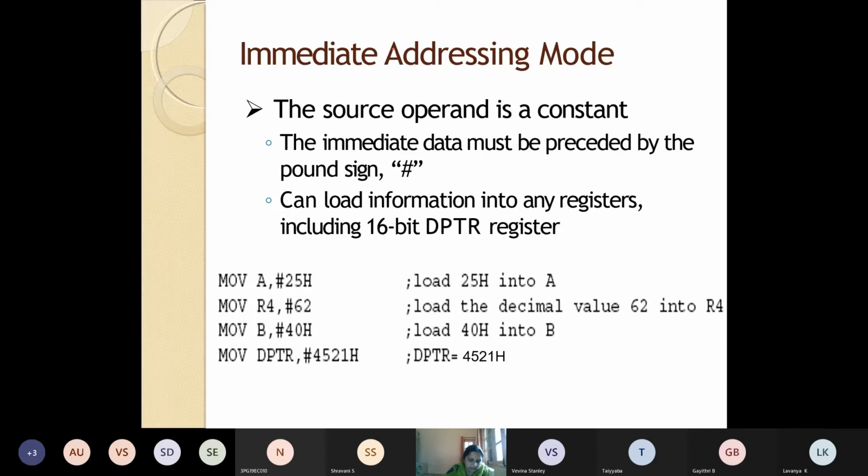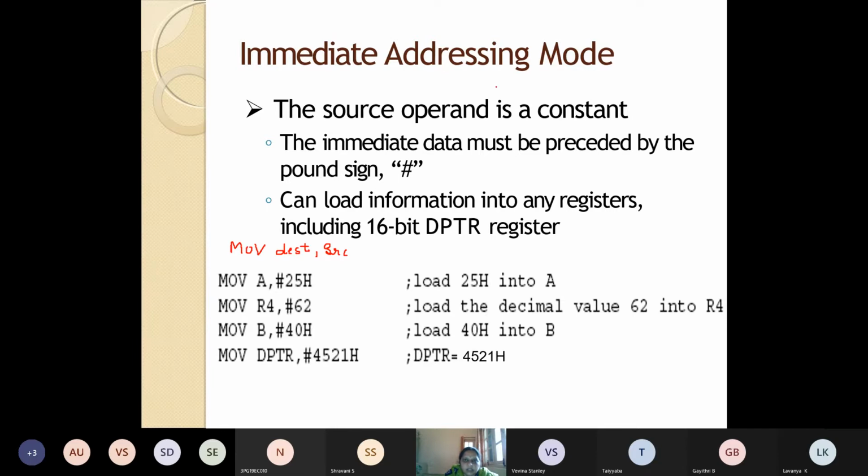Okay, so in the immediate addressing mode, the source operand is a constant. For all these addressing mode examples, I'll use the move instruction, because you don't know the complete instruction set, so I'll take a simple instruction, the move instruction, which is the copy instruction. The format is move, always the destination followed by the source. So the first operand is the destination, the next operand is the source. This instruction copies the contents of the source to the destination.